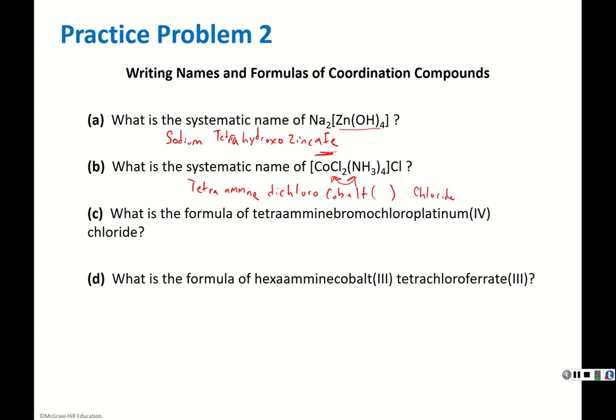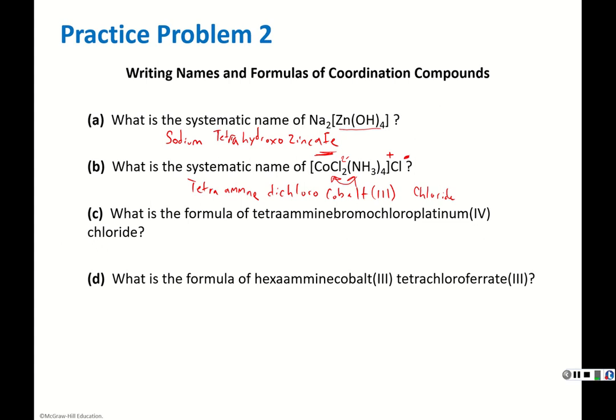All right, but what's the oxidation state of cobalt? That's what we have to figure out. So we know that the whole complex ion has a +1 charge because we're balancing it with 1 chloride. We know we have two negative charges from the two chlorides that are the dichloro part of that complex ion. So -2 plus X has to equal +1. So cobalt is in the cobalt(III) oxidation state.